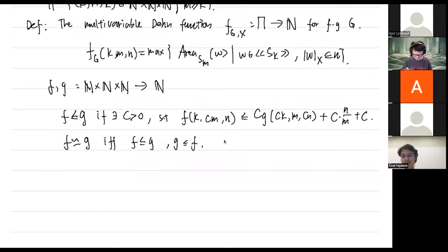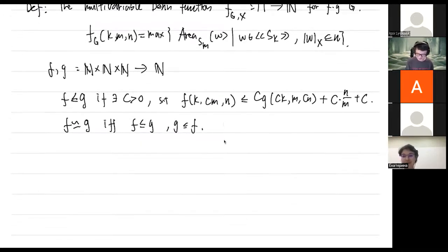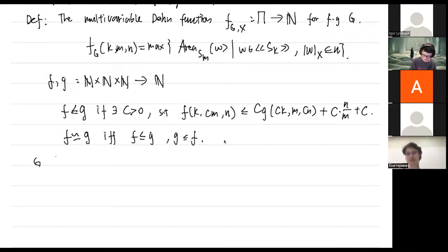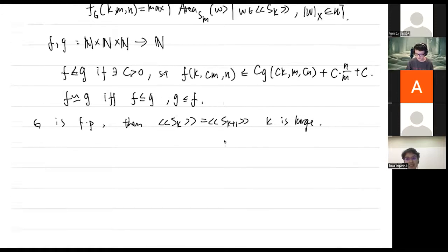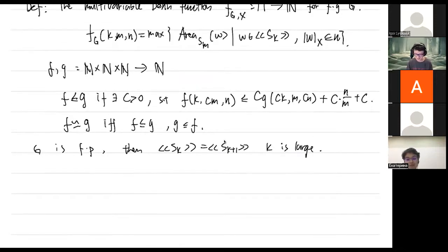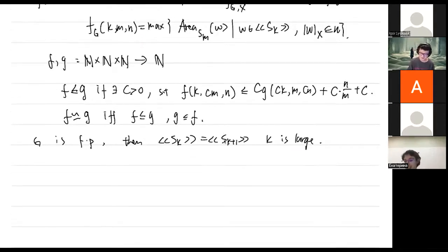So let's briefly go over all the results they did. I don't want to spoil a lot. Anyway, the first observation is, if G is finitely presented, then basically the nomenclature of S_K will stabilize after some K, when K is large enough. So the asymptotic behavior of this function will not depend on K.